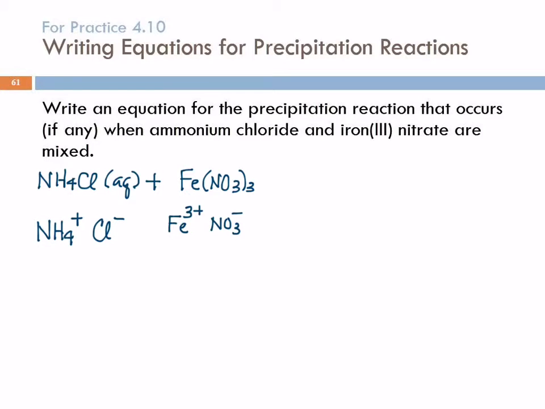Is that compound soluble? Yes, it is. The first row, lithium, potassium, sodium, and ammonium. The second row, nitrate and acetate. This has nitrate in it. No exceptions. So this one's aqueous. So those are the reactants.